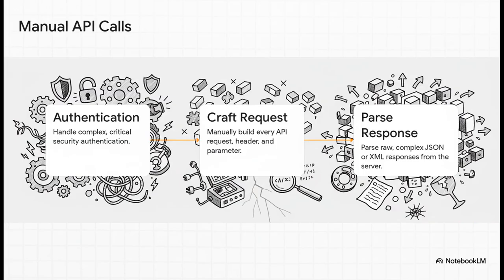Before we get to the easy way, let's just wallow in the pain of the hard way for a moment. Manually making API calls is, well, a nightmare. First, you've got to handle all the complex, super-critical security and authentication. Then, you have to manually build every single API request, every header, every parameter, and finally, you've got to parse whatever raw JSON or XML the server decides to throw back at you. You make one tiny mistake anywhere in that chain, and poof, your application just breaks.